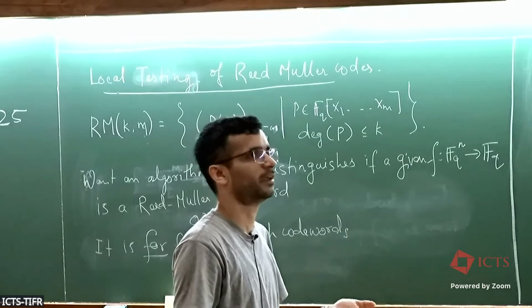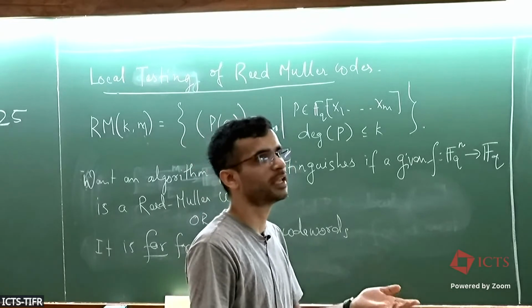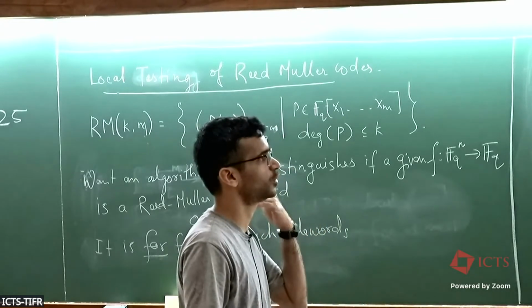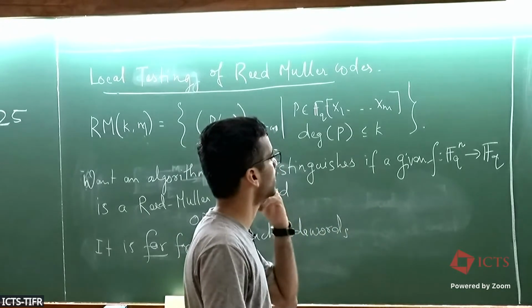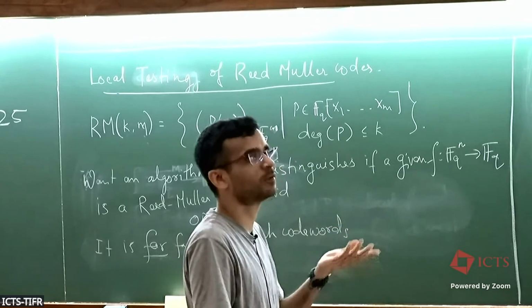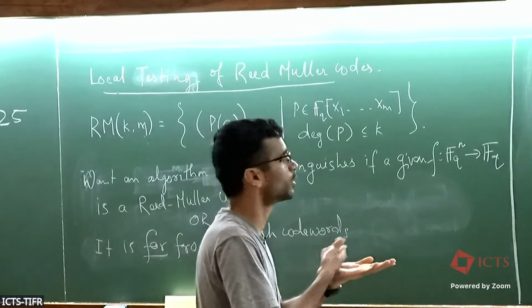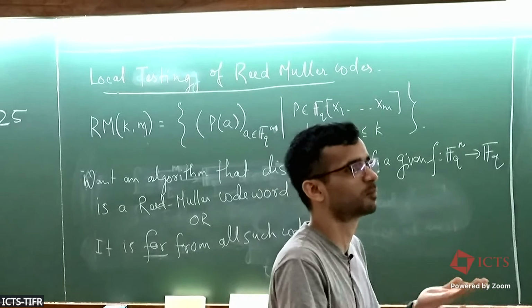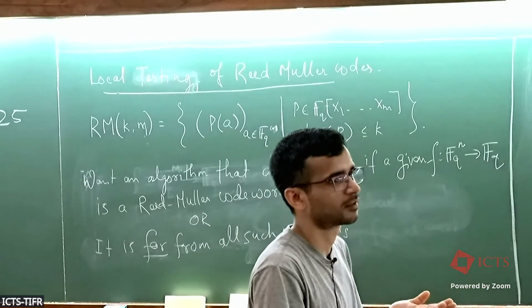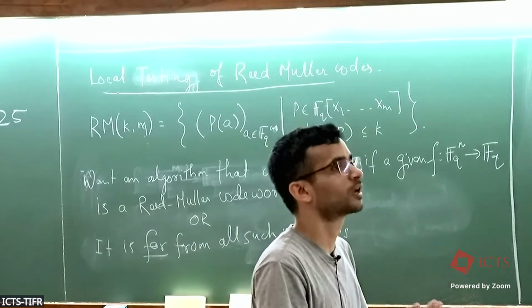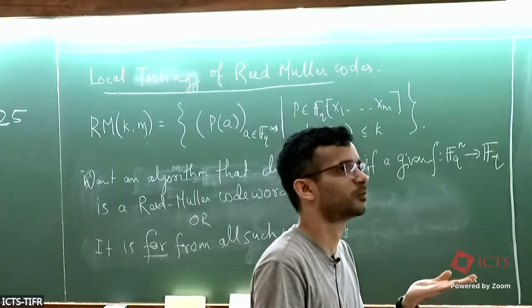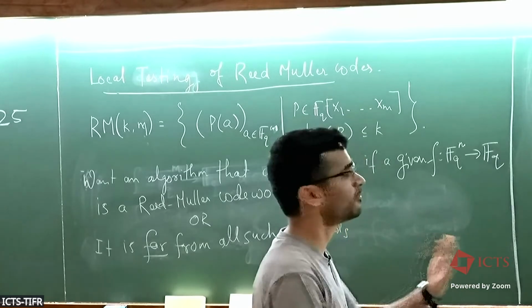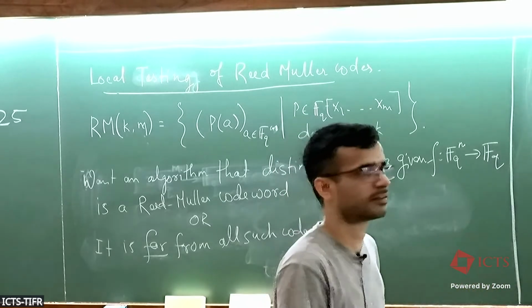So what we are going to do is the same test, but on a plane. We will sample a uniformly random plane in F_q^m. We will query F on the plane, and if F is a codeword, what should the values on the plane look like? It should look like a low degree bivariate polynomial, a bivariate polynomial of degree k on the plane. If it is, then we accept. If it's not, then we reject.